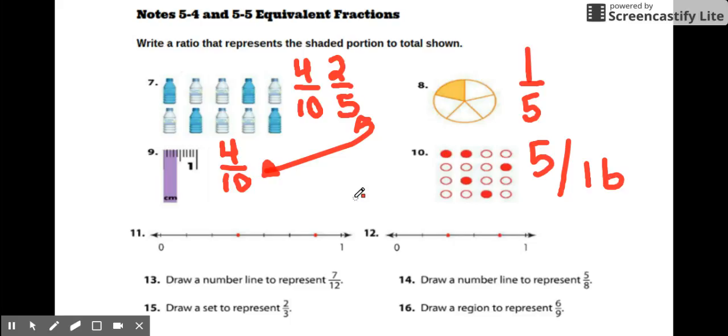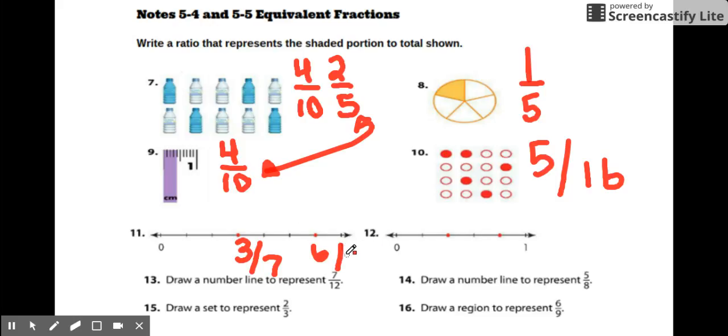Number 11, you need to count the total number of tick marks. So let's see, there's 1, 2, 3, 4, 5, 6, 7. So between 0 and 1, there's 7 little tick marks, not including 0. You start with 1 being right here. So we've got 1, 2, 3. This would be 3 out of 7. And then we've got 4, 5, 6. This would be 6 out of 7.